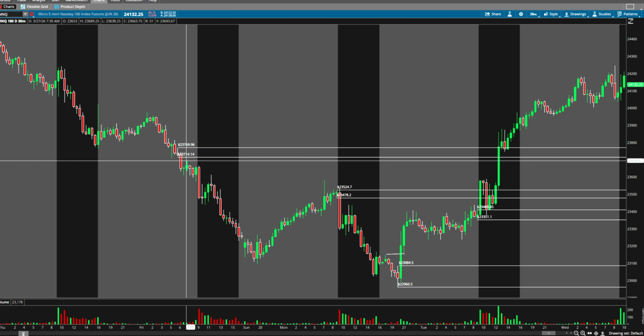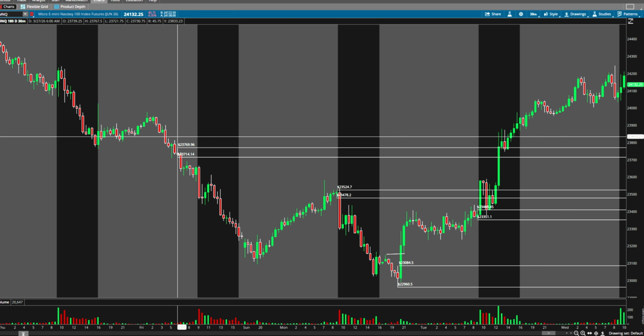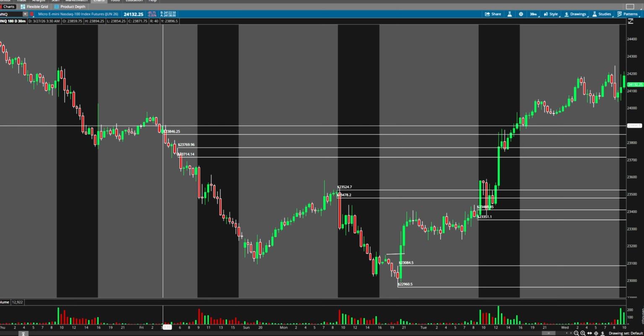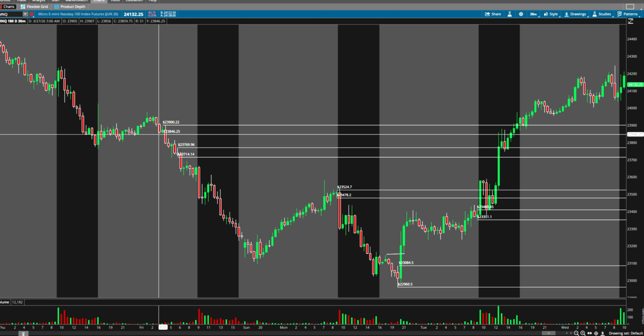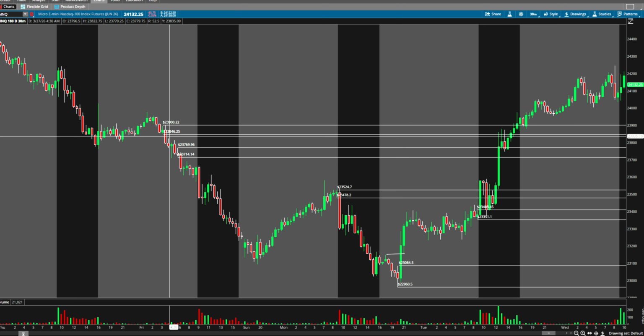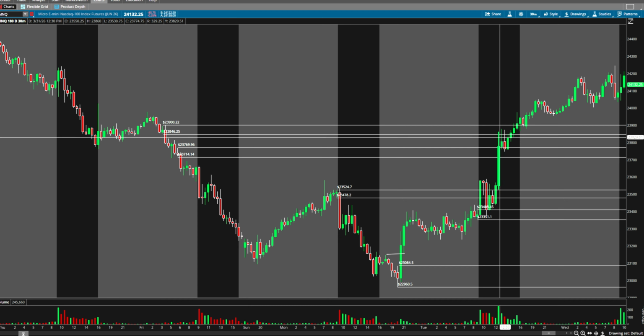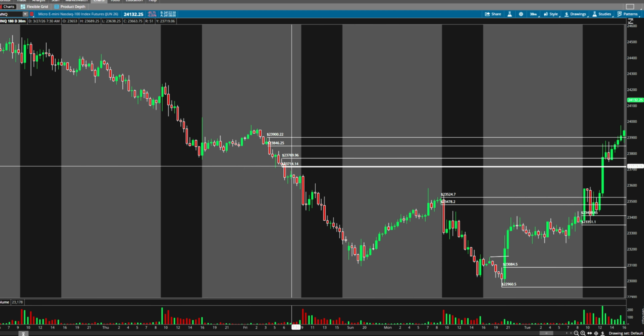This gap here had not been filled, which it filled. We have an area here between the bottom of this candle and the high of this candle that needs to be filled, and it filled it here. So we have these areas here that need to be filled.